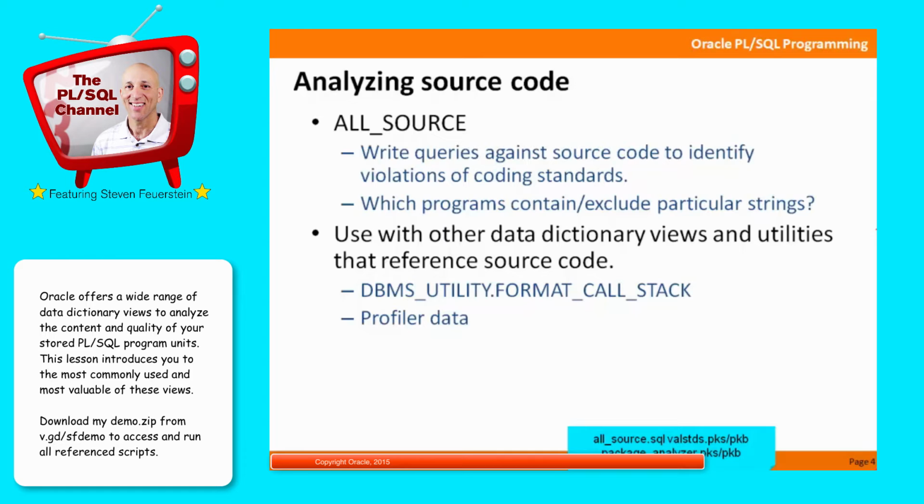For example, the DBMS_UTILITY format call stack returns the execution call stack in your code, so it will tell you that A called B called C, and it will show you a line number, but it doesn't show you the actual source code. You can get that information from ALL_SOURCE. Profiling information, when you run the profiler, it basically tells you which lines of code were executed, and you can combine that with ALL_SOURCE to get the actual line of source code.